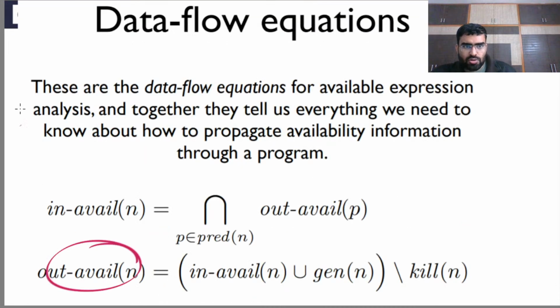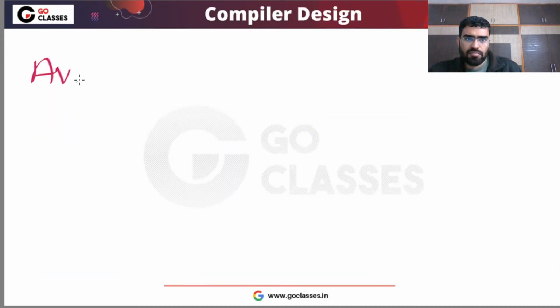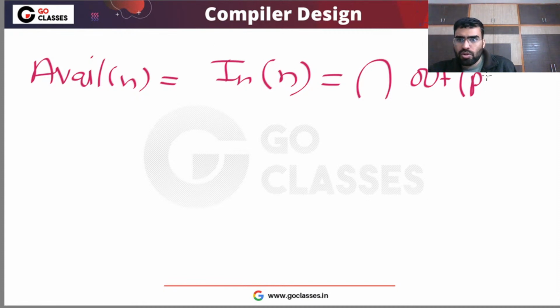Okay, what you can do, actually you know what is avail of n. What is avail of n? Avail of n means in of n. Or what is in of n? That is the intersection of out of all the predecessors p, where p is a predecessor.